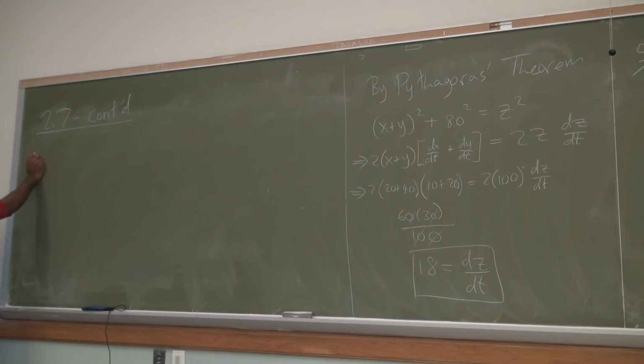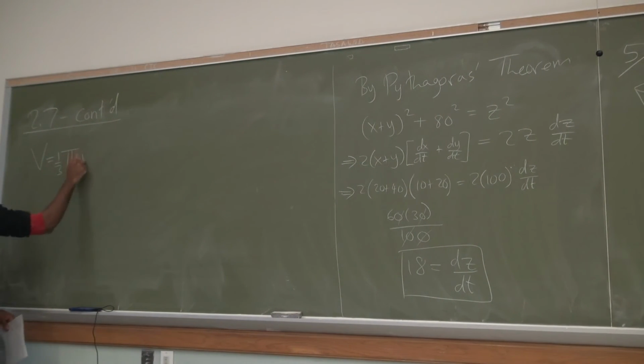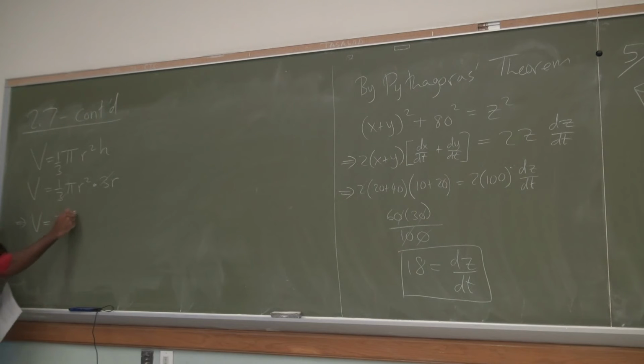Okay, so now we know that V is equal to 1/3 pi r squared H. The thing is, H was a problem, too many variables. I don't know the dH/dt or any of that, so what I did was use similar triangles to replace H with its equivalent expression in R, and it was 3R. So this will cancel. It means I can write the volume of this particular cone as pi r cubed.